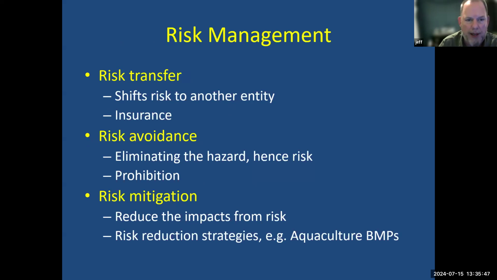Generally, there's a fourth which doesn't pertain at all, but risk transfer is like you have insurance. So that's shifting risk to another entity. We don't normally do that with non-natives, but risk avoidance and mitigation are common. Risk avoidance is often the most common way that agencies approach it. They want to eliminate the hazard and hence the risk of it. So they'll prohibit something. Now, prohibition doesn't really take it to zero.